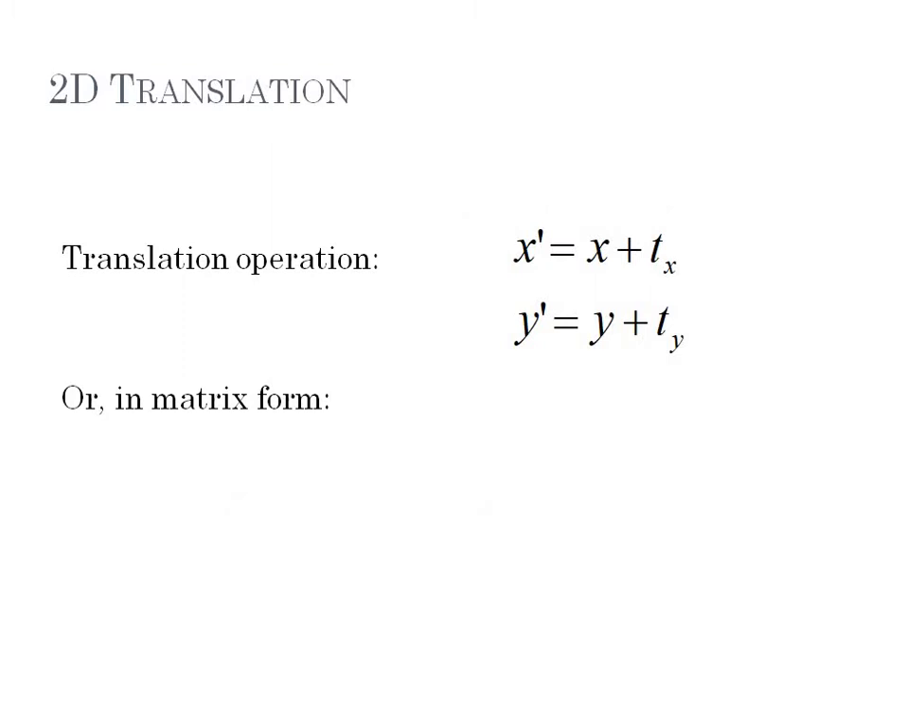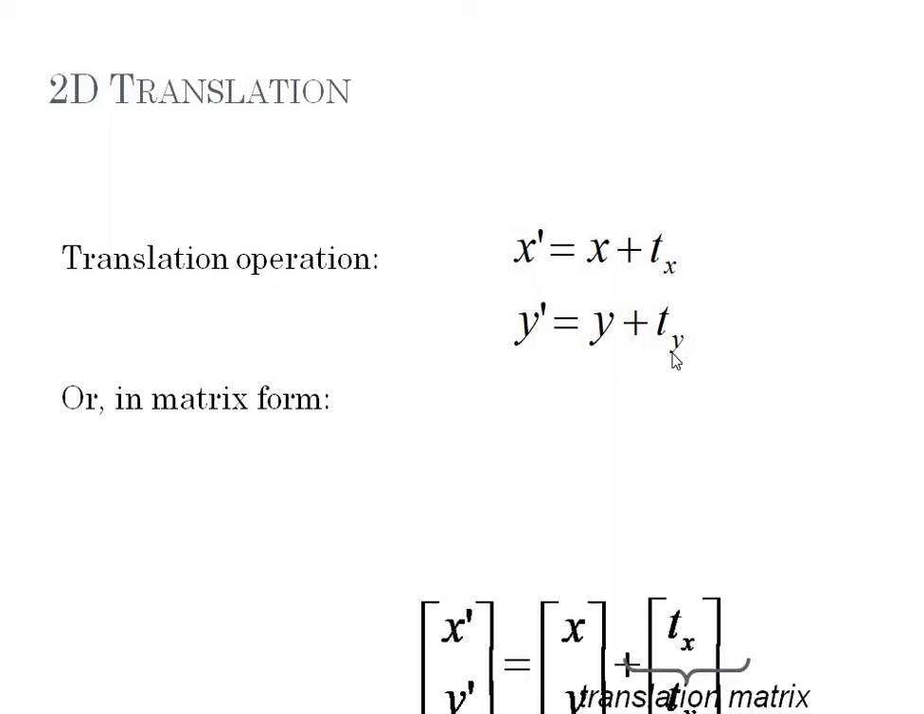Now this is the translation operation. x dash equals x plus tx. That means the new coordinate on the x-axis will be equal to the original coordinate plus the translation or shift vector. On the y-axis, the new coordinate y dash will be equal to the original y plus the shift vector on the y-axis.